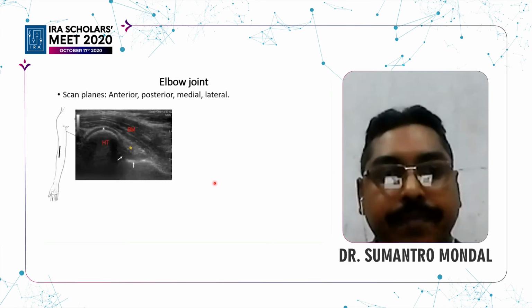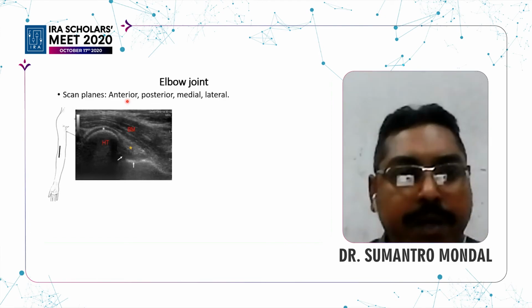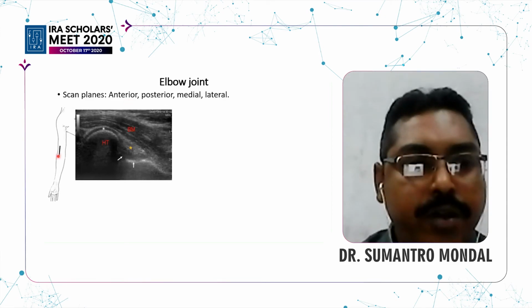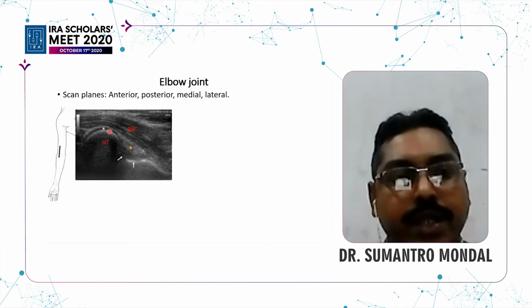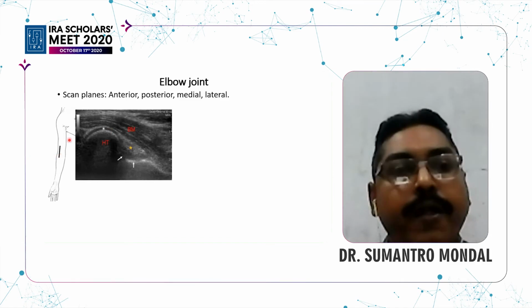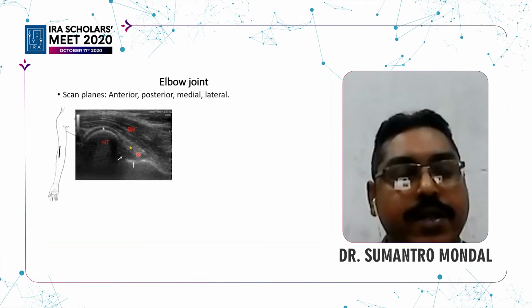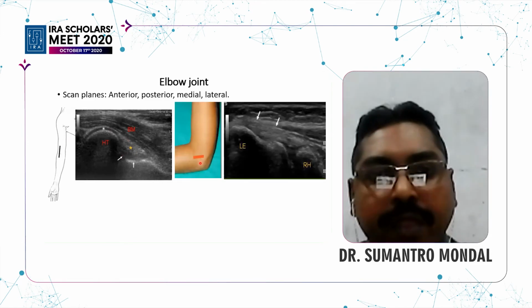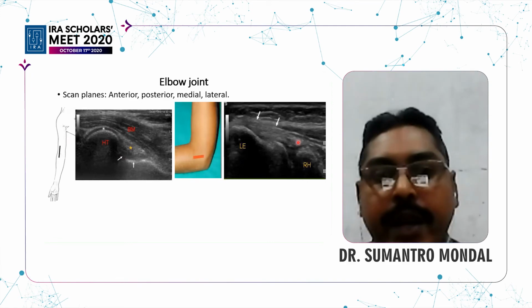Coming to the elbow joint, there are 4 scan planes. One is anterior. This is the anterior radial aspect, and this is the radial fossa. This is the humerus, and this is the radial aspect. And one can see the presence of fat in a normal, non-effused joint. This is the lateral aspect, which usually shows the origin of the common extensor tendon and the lateral collateral ligaments.